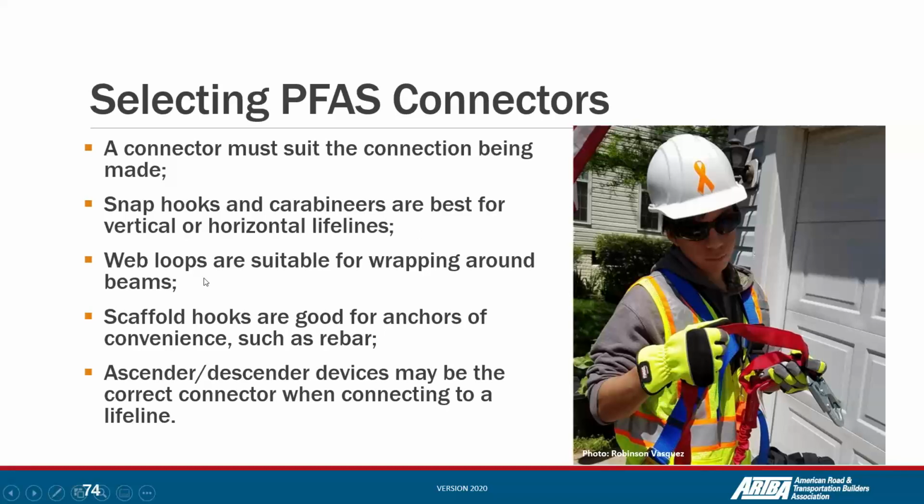By the way, it's sometimes possible to have more than one person connected to a horizontal lifeline. In the vertical lifeline, we only allow one person at a time to be connected. Then web loops are suited for wrapping around beams. It's another form of anchoring connector. Using a web loop, we wrap it around a beam and connect the anchor point to the lanyard or the retractor system that we are using.